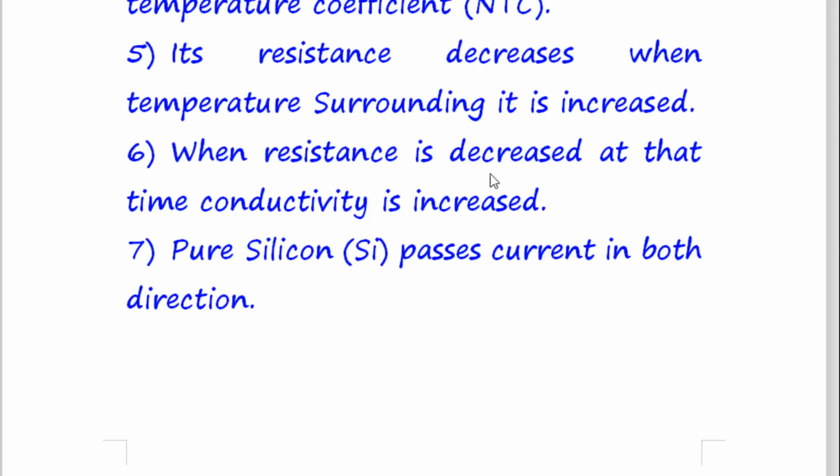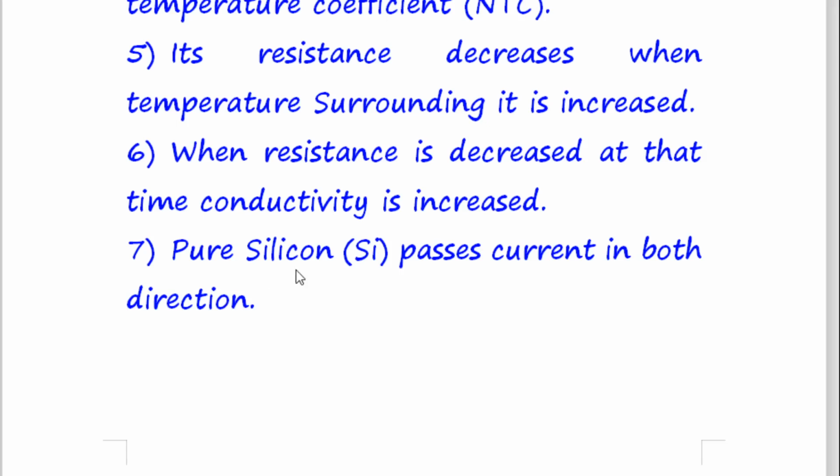When resistance is decreased, at that time conductivity is increased. So in case of semiconductor material, resistivity decreases and conductivity increases. This is a very important property, property number 6. Property number 7, pure silicon passes current in both directions.